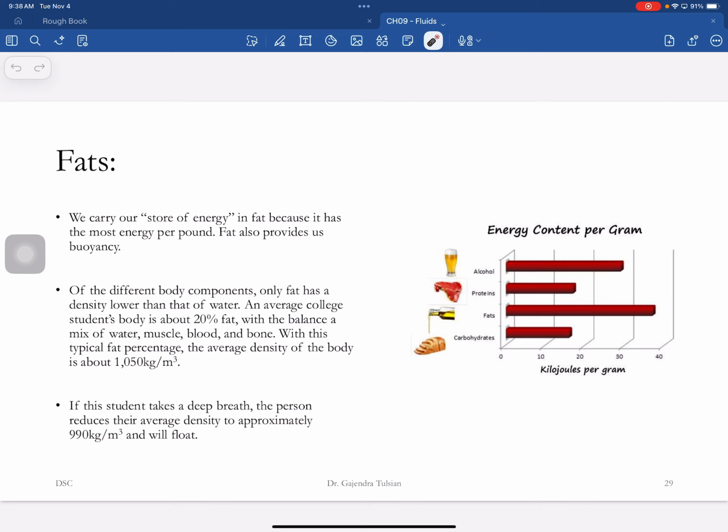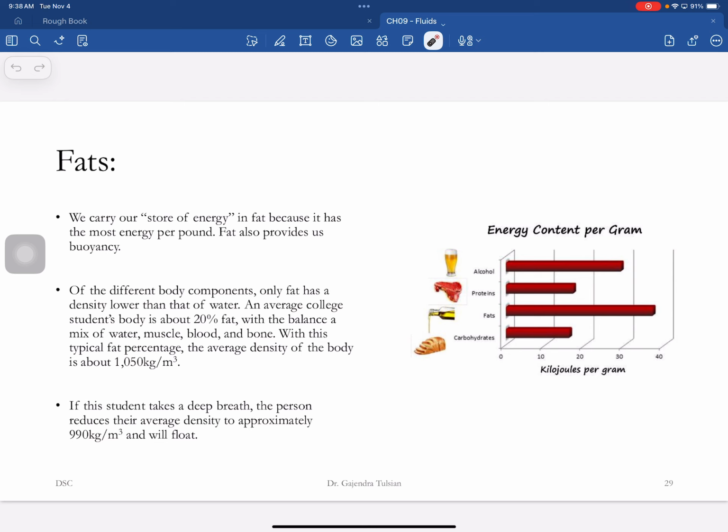Look at this. Fats, this is kilojoules per gram. We carry our extra store in fat because that's the best bang for the buck. You get the most energy per pound. Okay, and so that's why that's almost 2.5 times the energy storage capacity of proteins and carbohydrates. So we store the extra energy in fat.